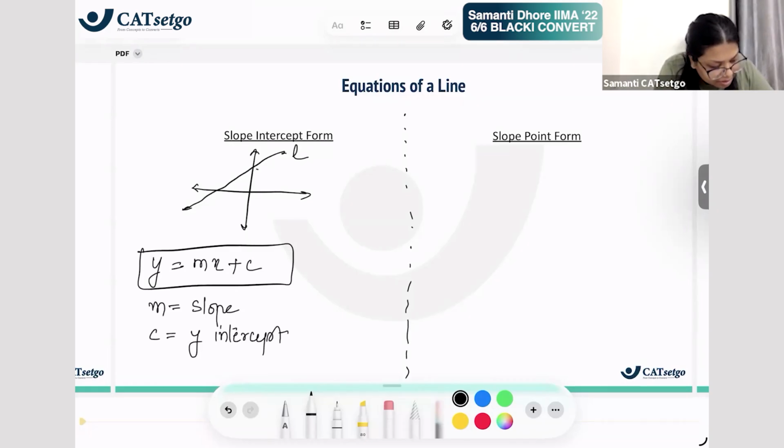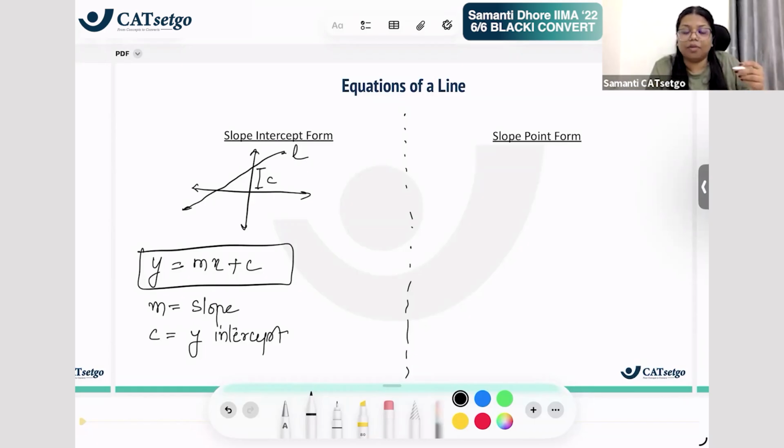What is intercept? Intercept is this value, the value at which this line cuts the y-axis. That is your y-intercept c. So you should know the value of m and the value of c. You put those two values in and you get the equation of the line, y is equal to mx plus c. This is the first formula.